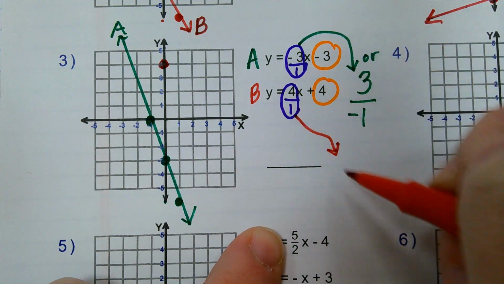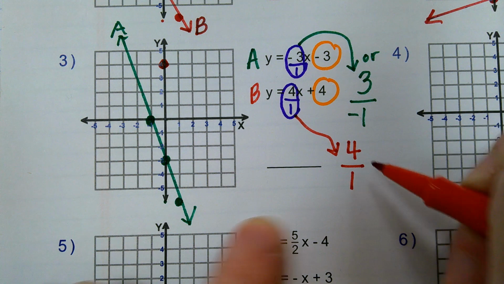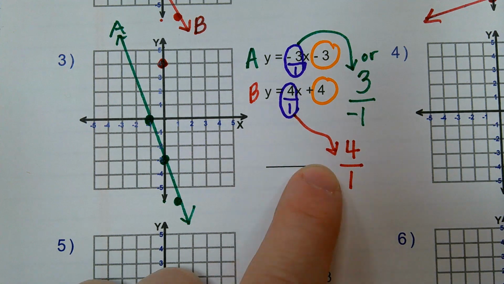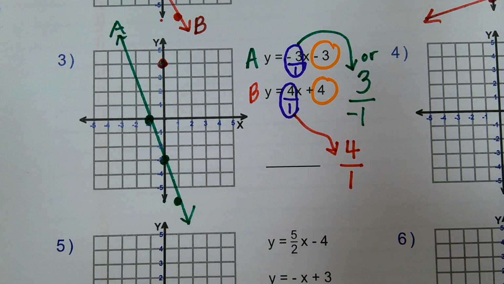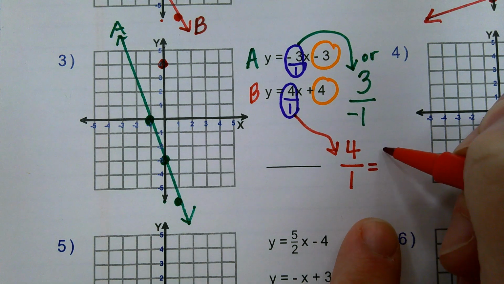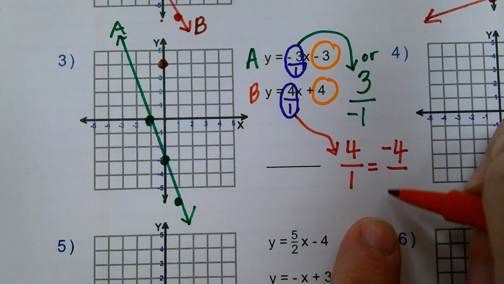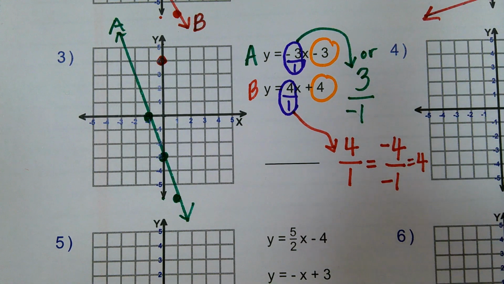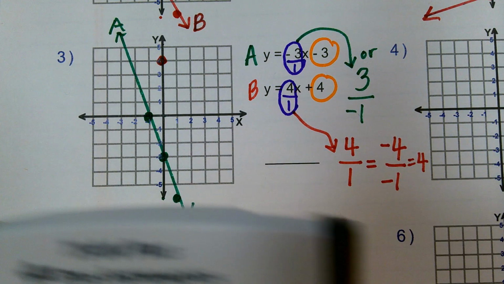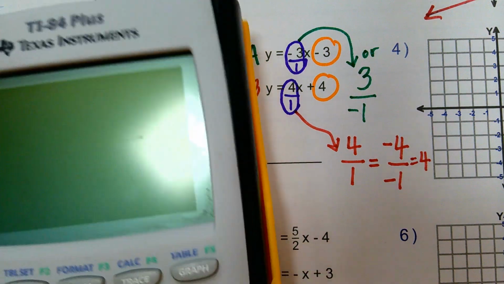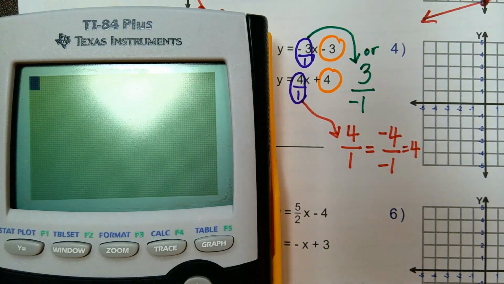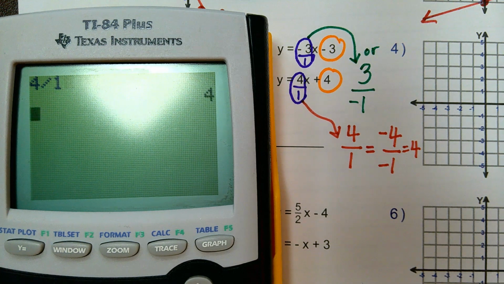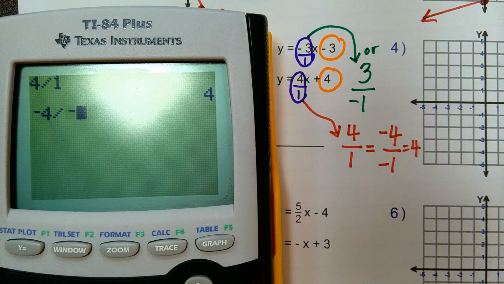Yes. So remember, 4 over 1, these are two positive numbers. If I do 4 divided by 1, I get +4. I could also do -4 divided by -1, and that's also going to give me +4. You can check on your calculator too if you're unsure. So 4 divided by 1 is 4. -4 divided by -1, also 4. It will work.